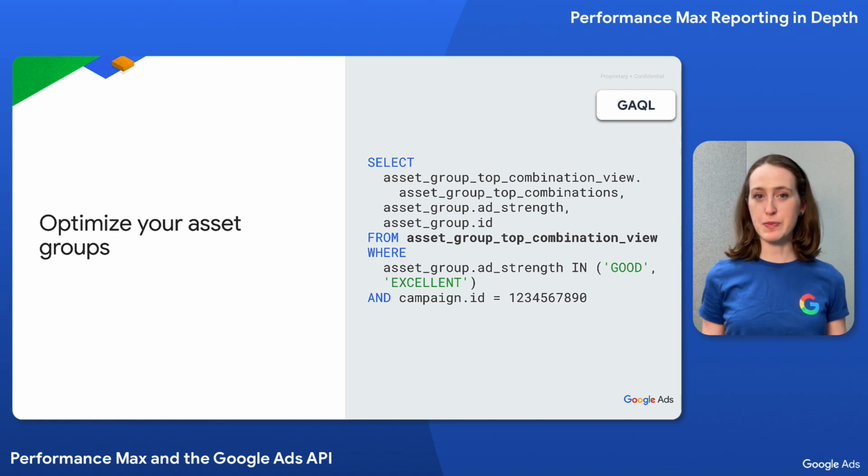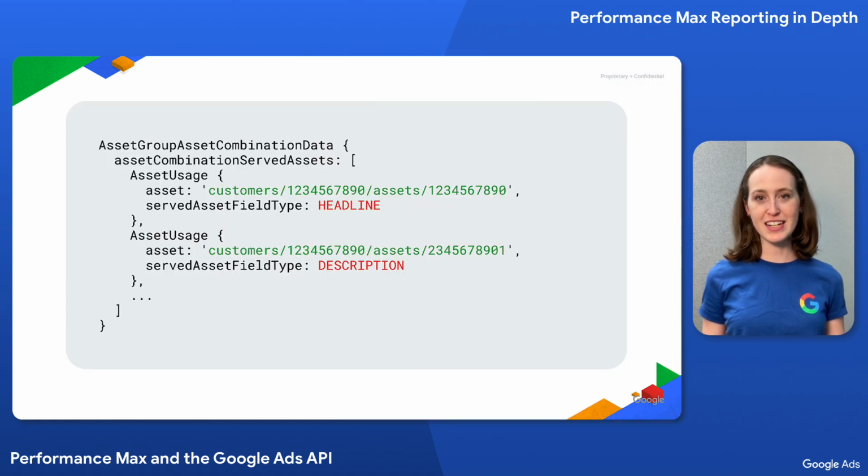So where the Asset Group Asset Report gave us a performance label for each asset, the Asset Group Top Combination view gives us an idea of which assets perform well in combination. Each row of this report will contain a list of Asset Group Asset Combination data objects containing the top performing asset combinations in an asset group. For example, a single Asset Group Asset Combination data object might look like this.